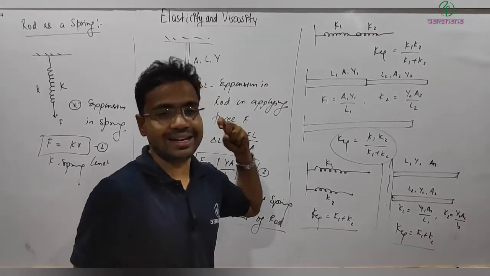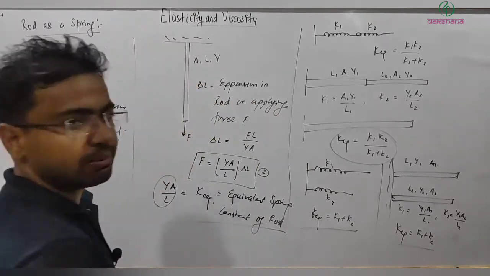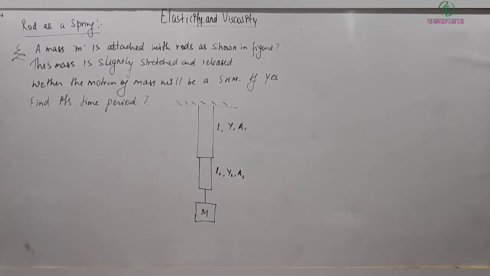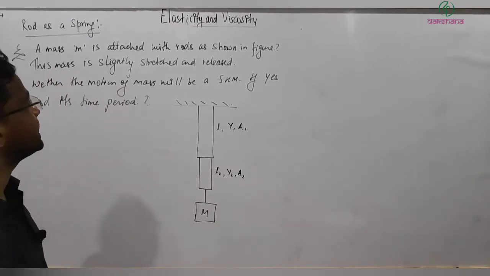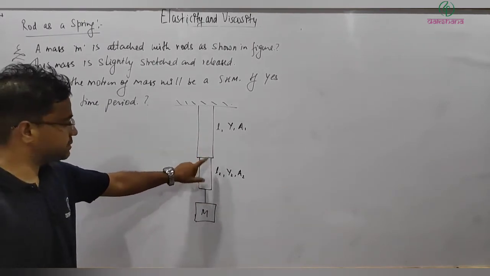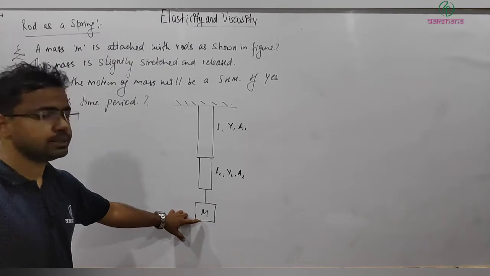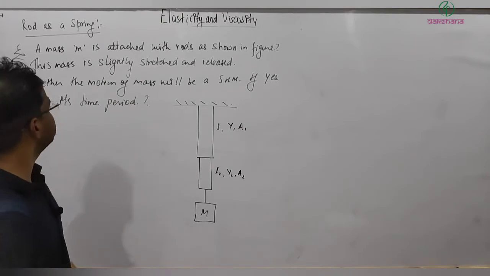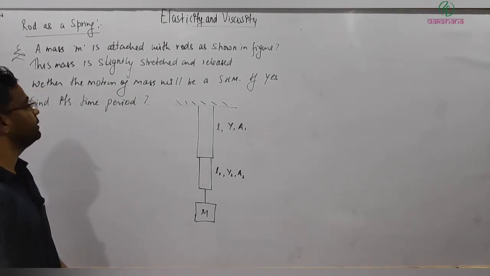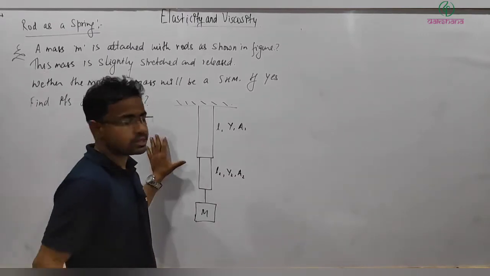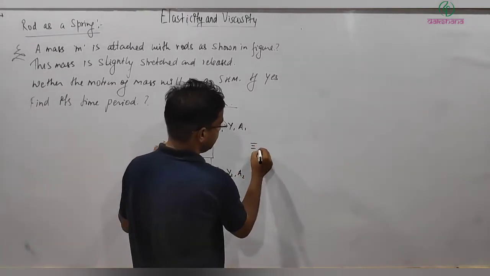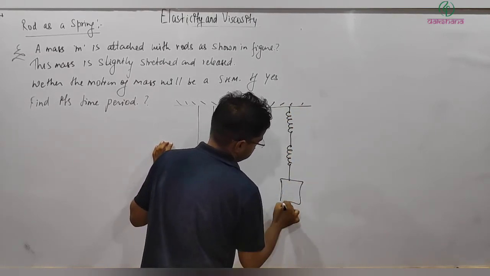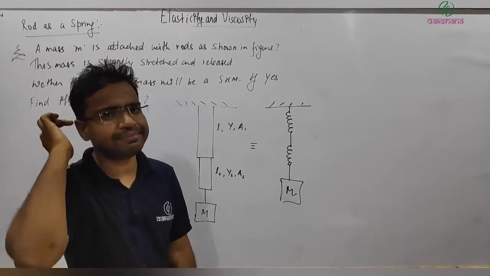Whenever this type of problem is asked, let me give you one simple example, it will be more clear to you. Say mass M is attached to the rods as shown in the figure. Two rods are connected in this manner, and one mass M is attached to the lower end. This mass is slightly stretched and released. Will the motion of the mass be SHM, and if yes, find its time period. We have just seen that these two rods will be equivalent to one spring, another spring, and this mass. Now you tell me whether its motion will be SHM. The answer is yes.